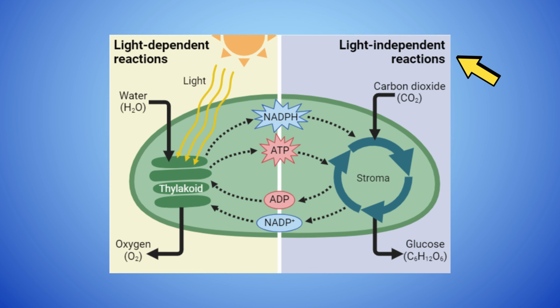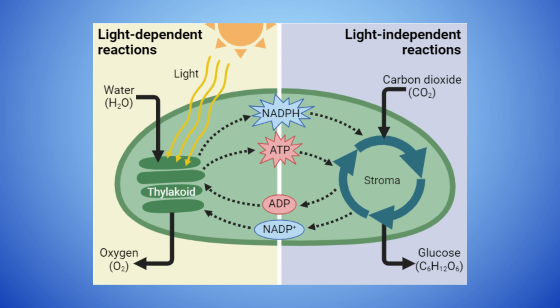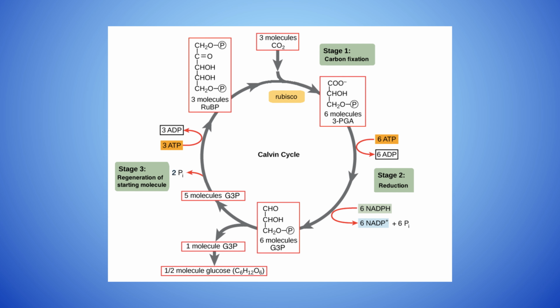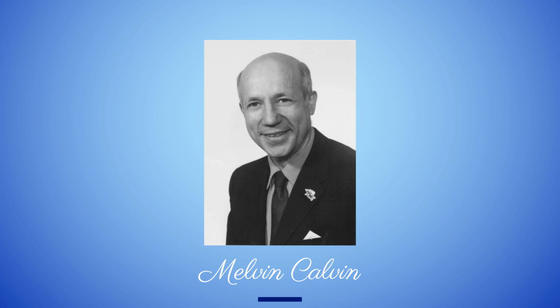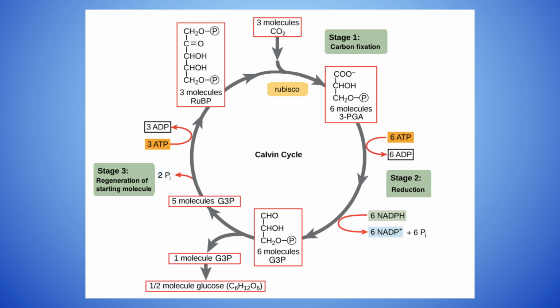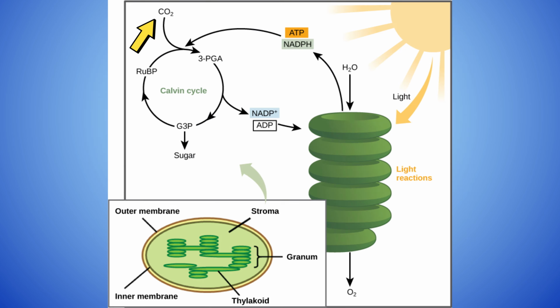Now let's talk about phase 2, the light-independent phase. Phase 2 is widely known as the Kelvin cycle, which is named after Melvin Kelvin, who was a guy who I guess woke up one day and decided to oversimplify photosynthesis. Step 1 of the Kelvin cycle is called carbon fixation. We see that carbon dioxide enters into the stroma of the chloroplast.